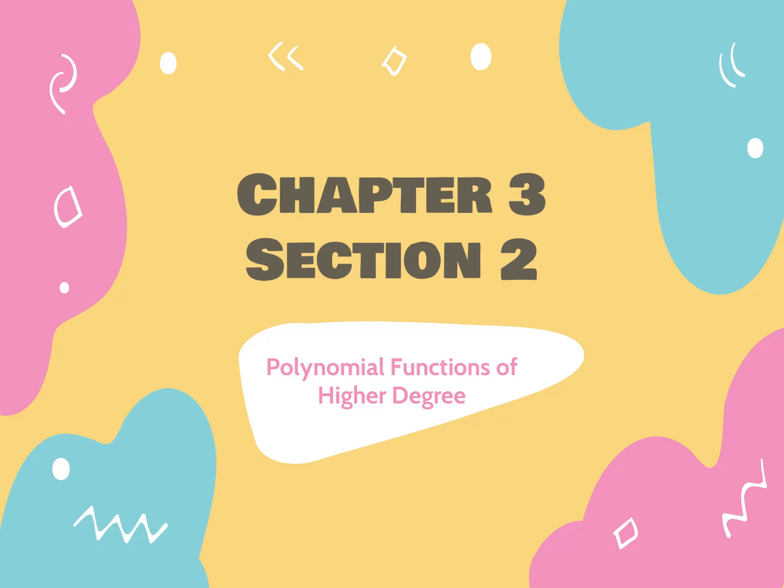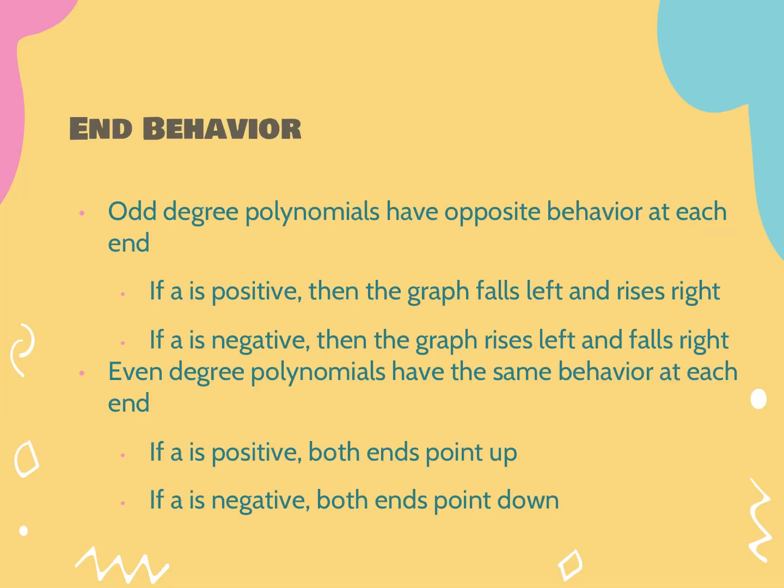In this lesson, we're going to start graphing polynomial functions using what we've learned in previous lessons, along with a couple new concepts. The first concept that I'm going to introduce you to is end behavior. What an end behavior describes is where your graph is going to go as you go to the left or to the right.